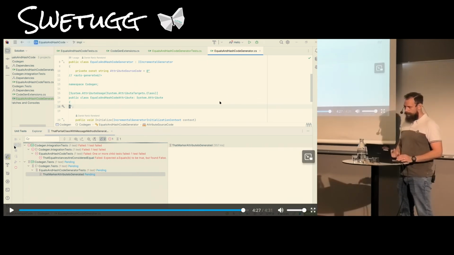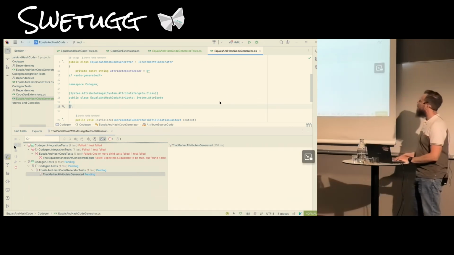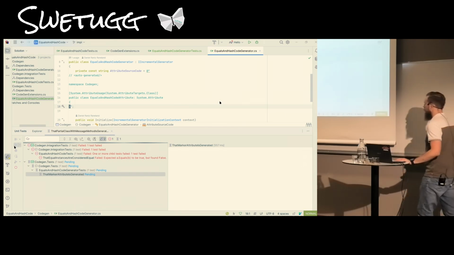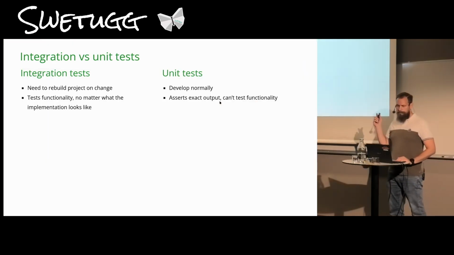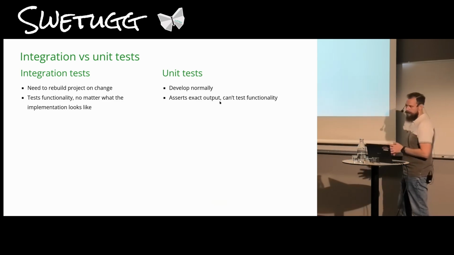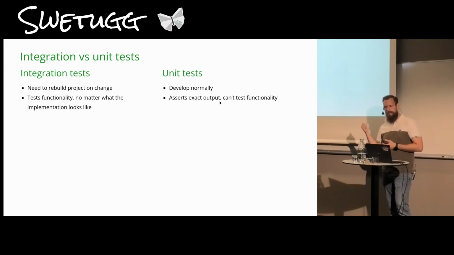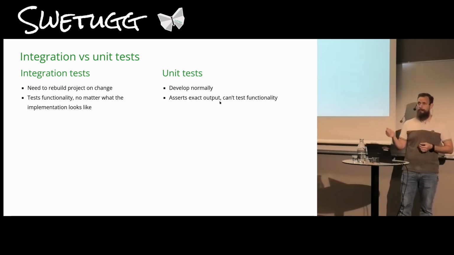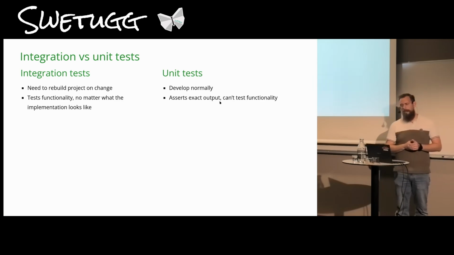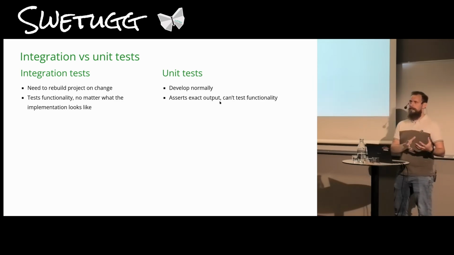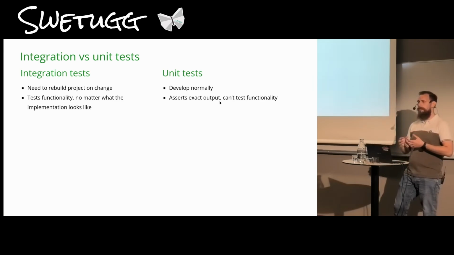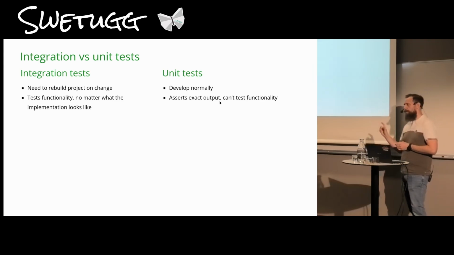So this is not a good user experience either. So we have really no good solution to how to test this. Both have severe drawbacks. In the integration test case, we need to rebuild the project every time we change the source generator. But we do test the functionality. So we can change anything we want from the implementation as long as it actually passes the equals test.